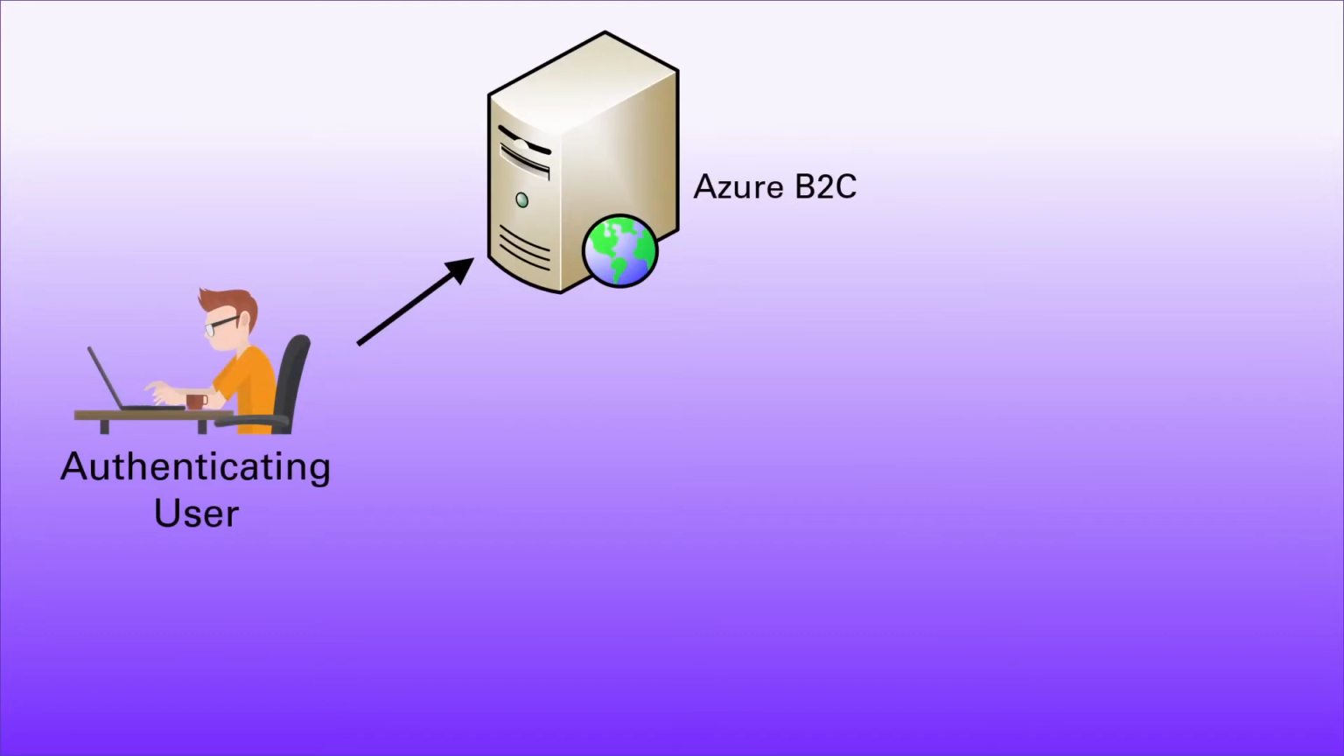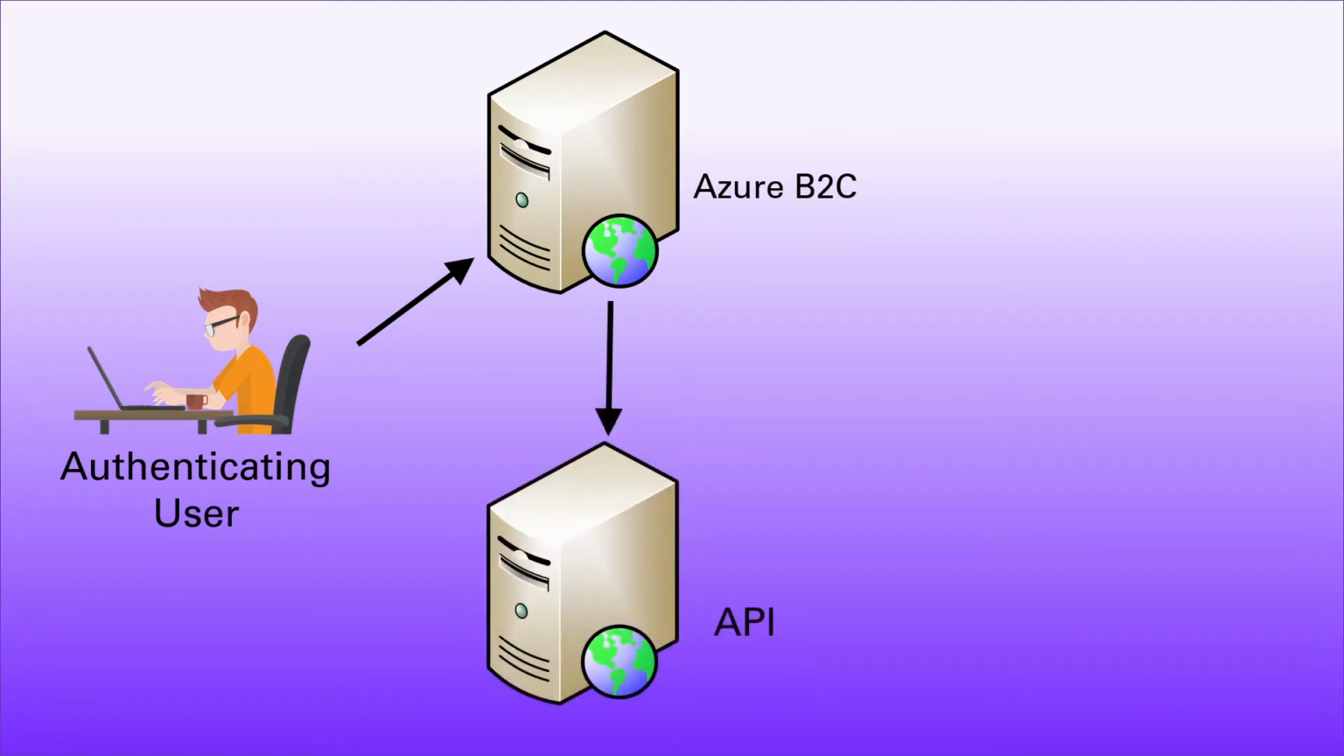So the way that Azure B2C works is our authenticating user goes across to, or gets redirected to, Azure B2C. Azure B2C can then call out to an API. This API has got some constraints. It must be a public endpoint, and it must also be an HTTPS endpoint. So it's got to have a certificate installed.